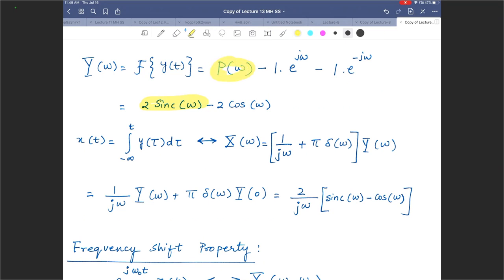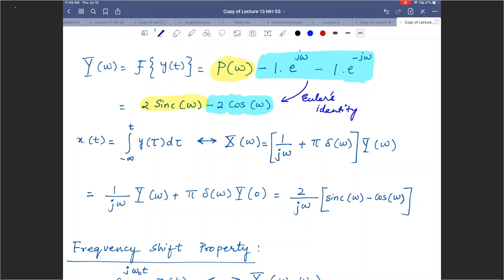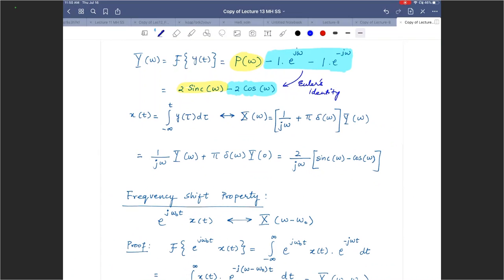This is from here. And the remaining two complex exponentials can be simplified using Euler's identity as negative 2 times cosine omega. These two have been simplified to write as negative 2 times cosine omega using Euler's. So we are there. We've got Y of omega. What do we need? Fourier transform of x.